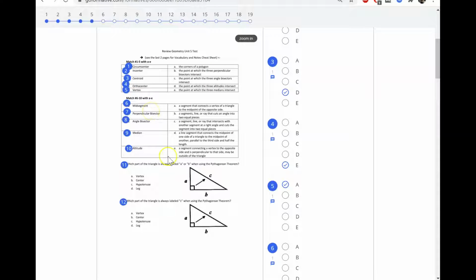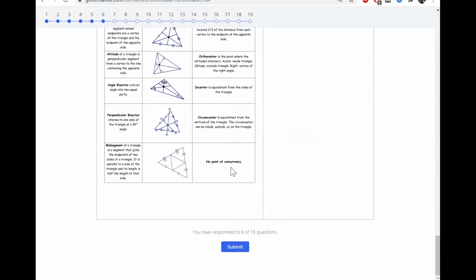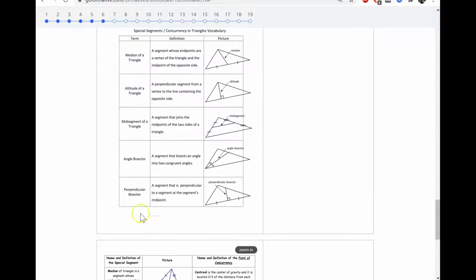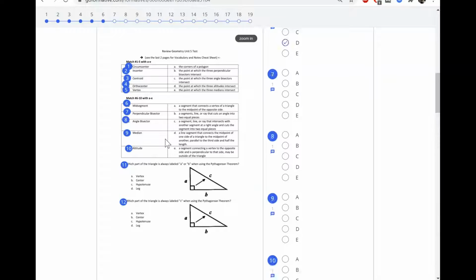Mid-segment. So a mid-segment, if you remember, connects a midpoint to another midpoint. Okay, so that's going to be letter D for number 6. And again, you can look over here to get all these definitions at the end of the review, and it'll also be at the end of your test, your cheat sheet.